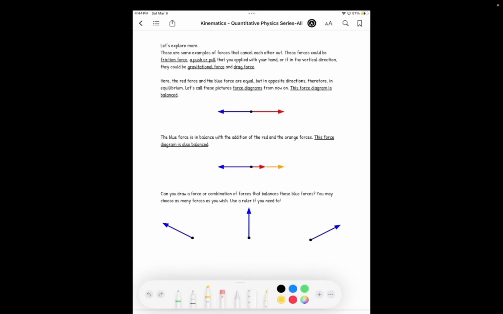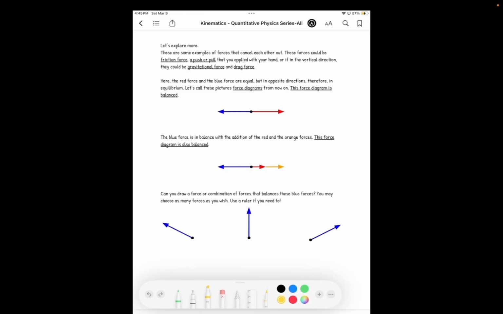So if you have a situation where the forces are balanced like that, what do you think is going to happen to the motion of the object? It's going to move at a constant speed. Constant speed. Very good. So objects that are moving at a constant speed may not experience any force at all, or they might experience balanced forces, right?